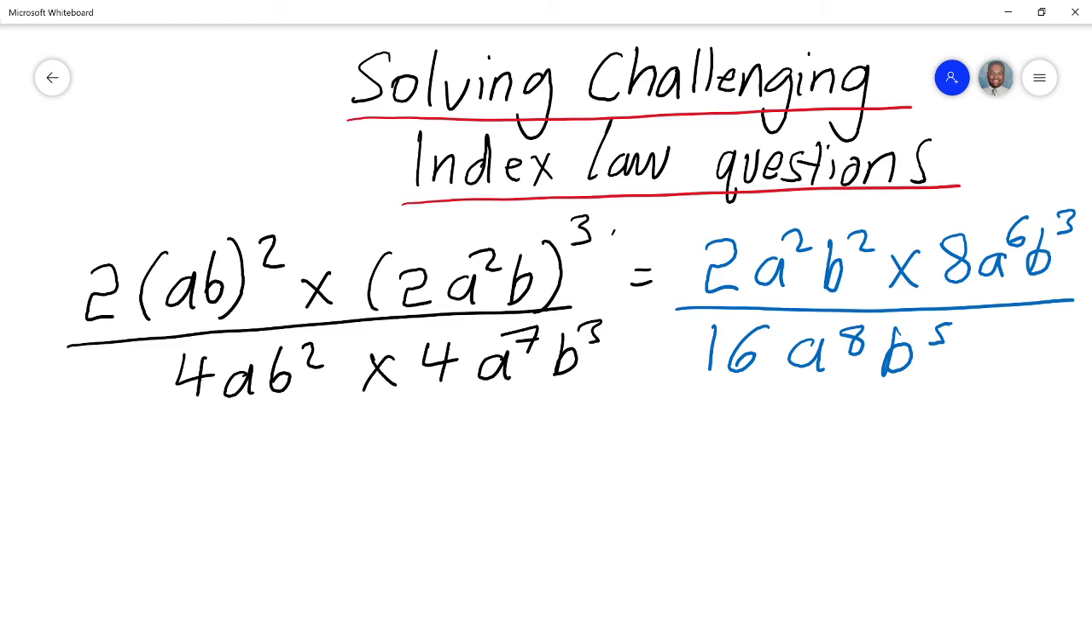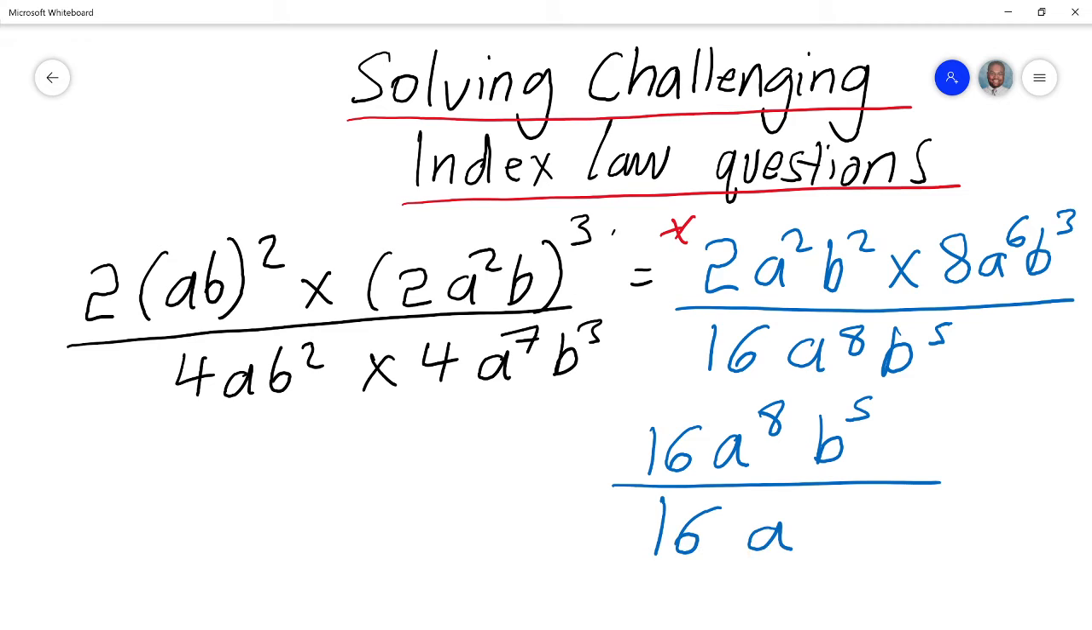All right, the next thing I need to do here is further simplify that. So what I've got there is 2a^2 b^2 times 8a^6 b^3. So what I need to do now is go 2 times 8, that's 16. A to the power 2 times a to the power 6 is a to the power 8. B to the power 2 times b to the power 3 is b to the power 5. So what we're doing is adding the powers. Divided by 16 a^8 b^5.